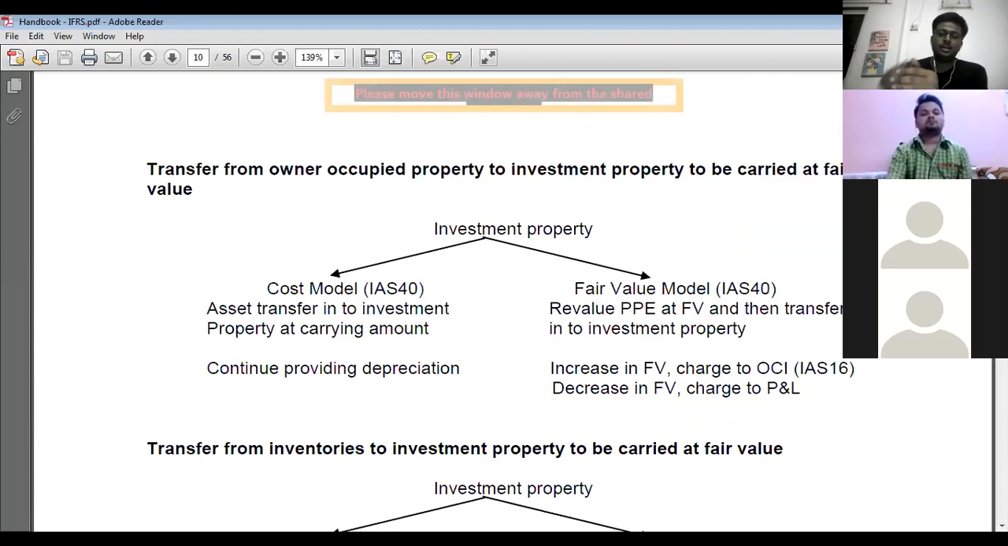This we have seen, transfer from investment property. Now we will see transfer to investment property. But before that, please confirm everyone in the chat box quickly. Is this clear to everyone?